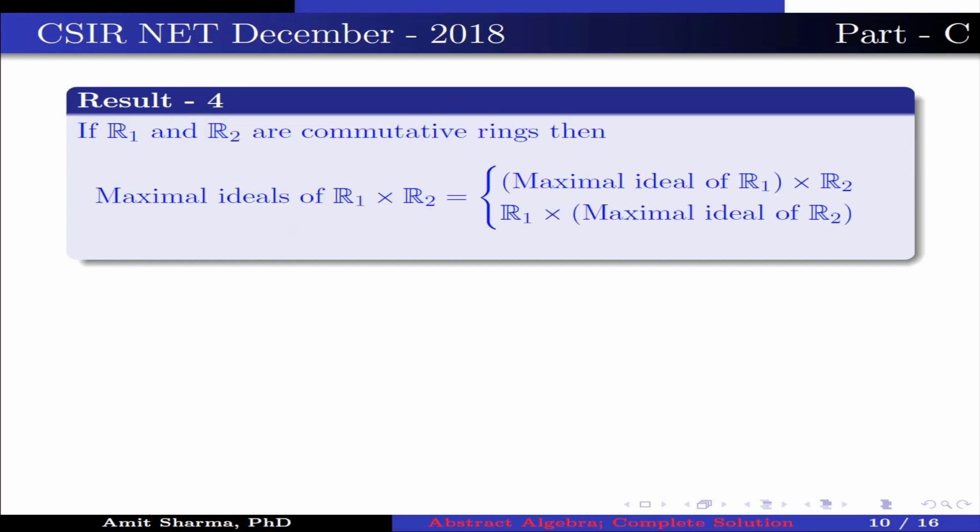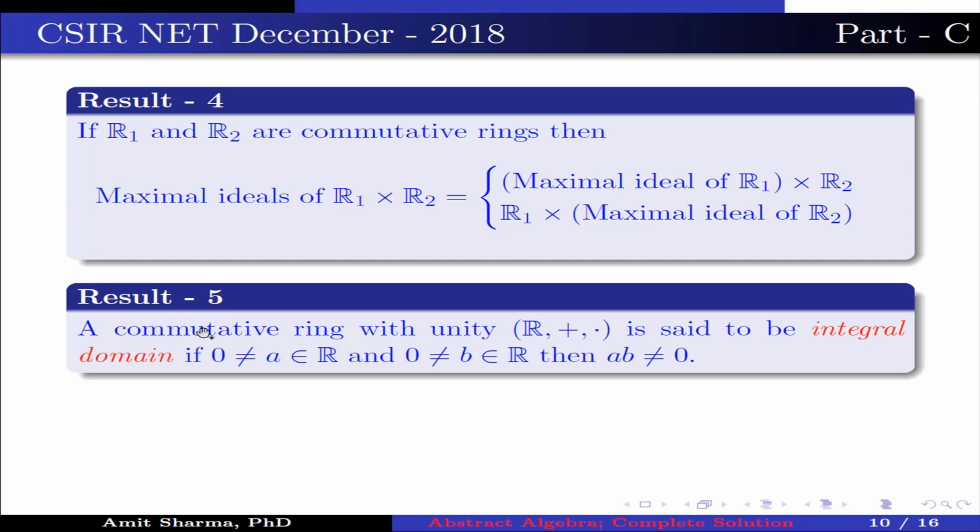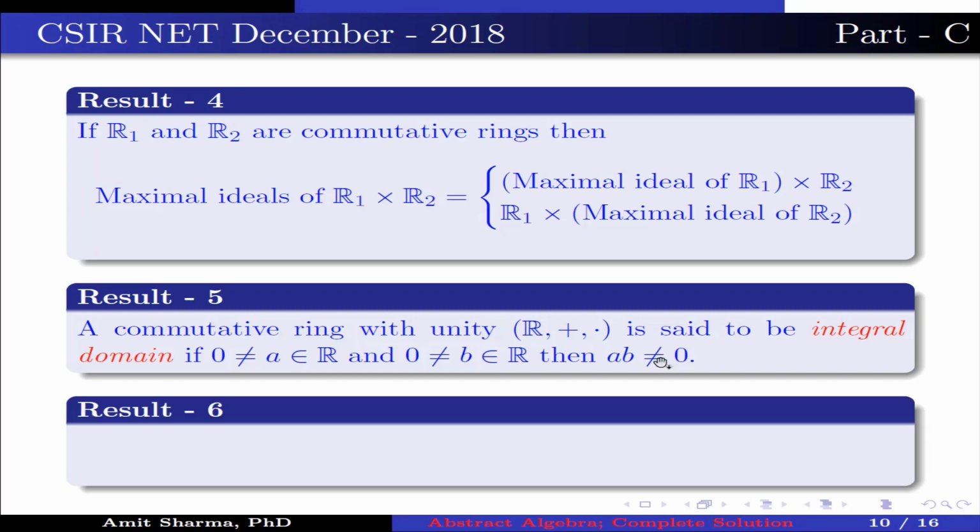Result number 4. If R1 and R2 are commutative rings, then the maximal ideals of R1 × R2 are maximal ideal of R1 × R2, and R1 × maximal ideal of R2. Result number 5. A commutative ring with unity R is said to be an integral domain if a is not equal to 0 belongs to R, b is not equal to 0 belongs to R, then ab is not equal to 0. Result number 6. Number 1. If F is a field, then it is a Euclidean domain. This implies it is a principal ideal domain. This further implies it is a unique factorization domain. This further implies it is an integral domain.